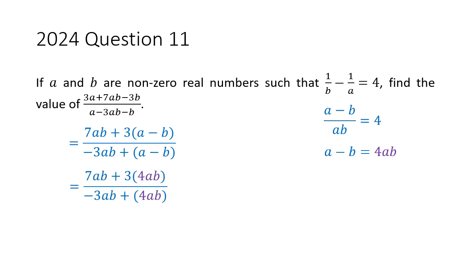This will give us 7ab plus 3 times 4ab in the numerator, and in the denominator we have negative 3ab plus 4ab. So you have ab's on top, ab's below. You can cancel all the ab's. All you have left is 19. And that's our final answer.